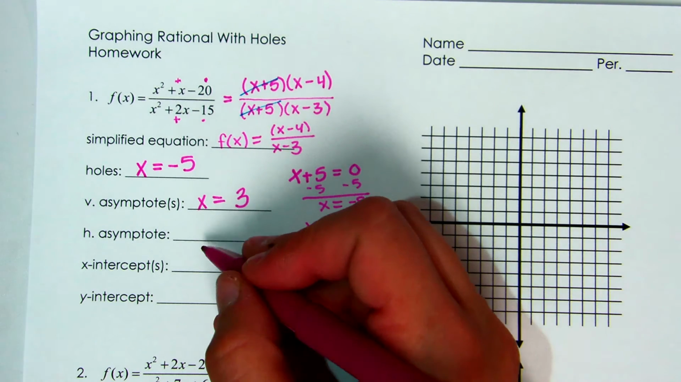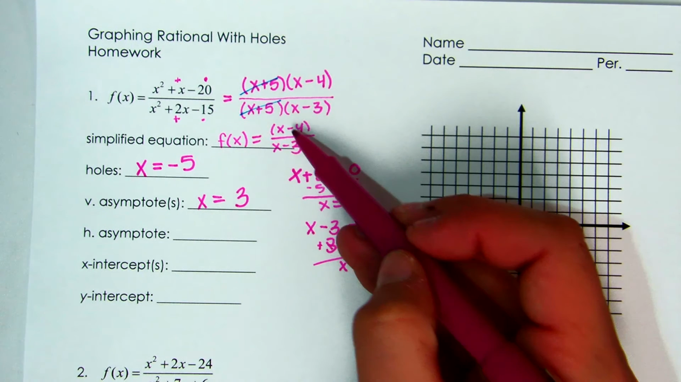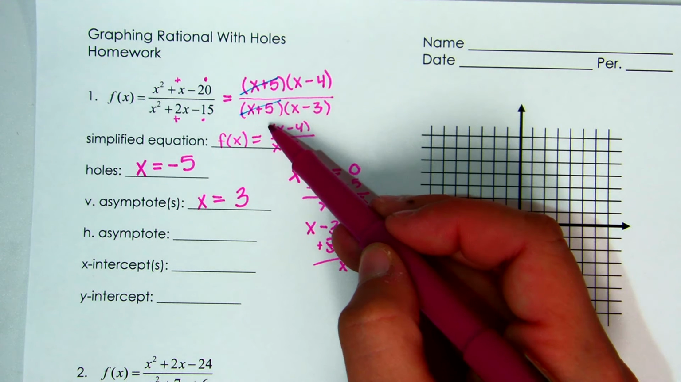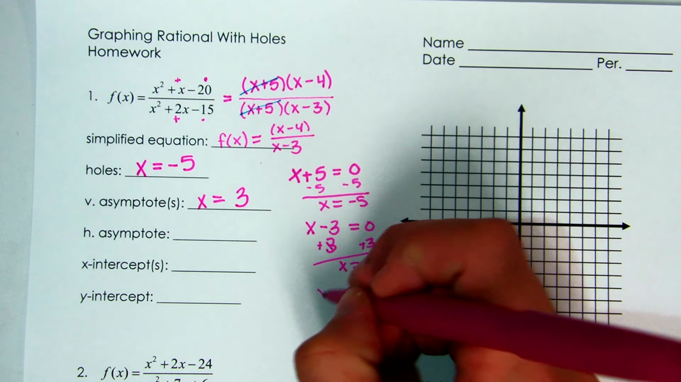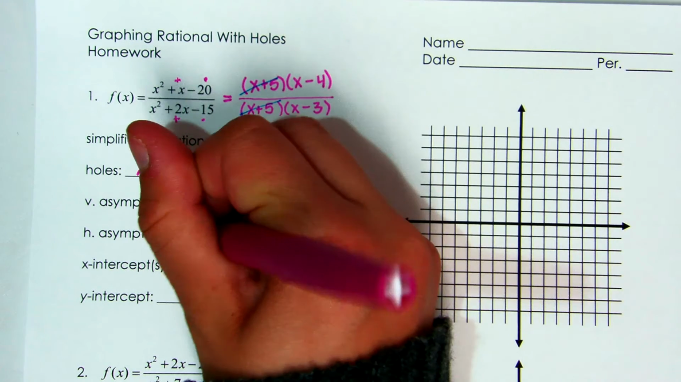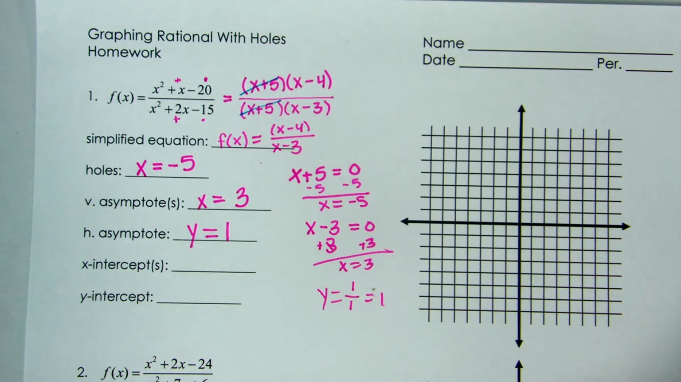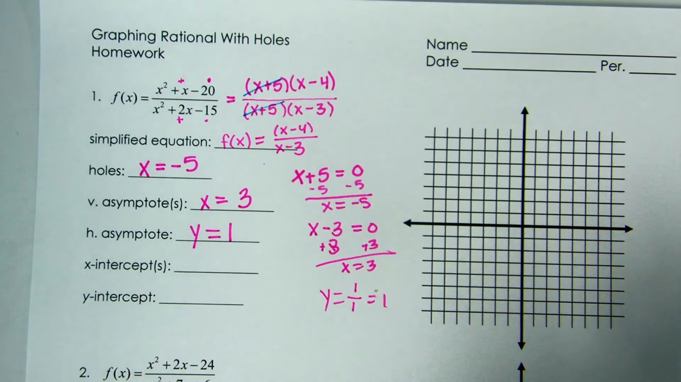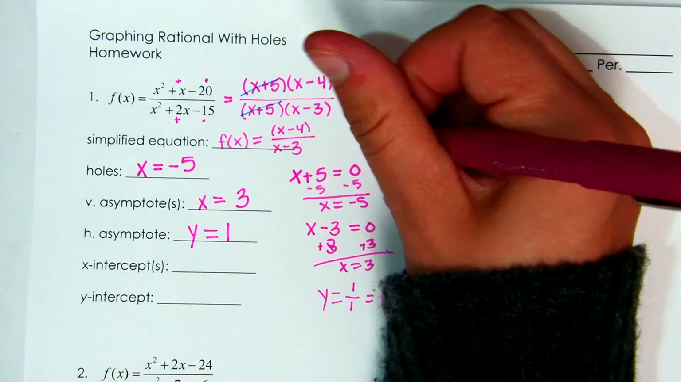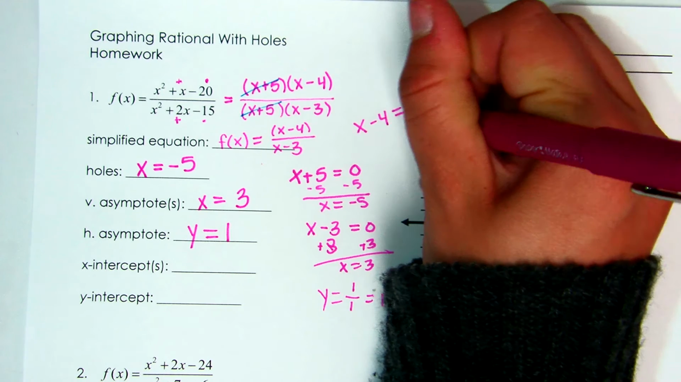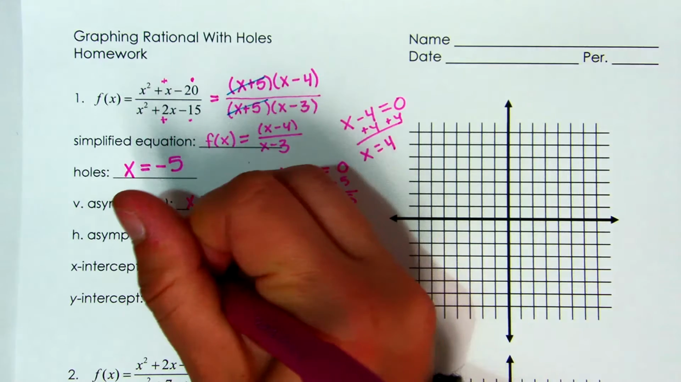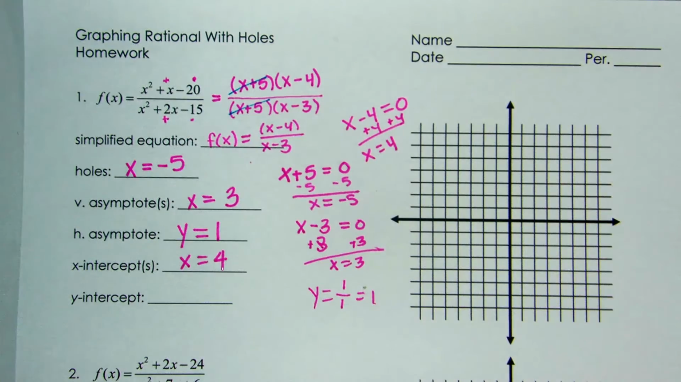Horizontal asymptote, the degree on top, x to the first power, matches the degree on bottom, x to the first power, so I use the numbers in front of the x's. So y equals the number in front of the x's, 1 over 1 equals 1. Y equals 1. To find my x-intercept, I need to take the numerator, the part on top, and set it equal to 0. So x minus 4 equals 0. Add 4. X equals 4 is my x-intercept.